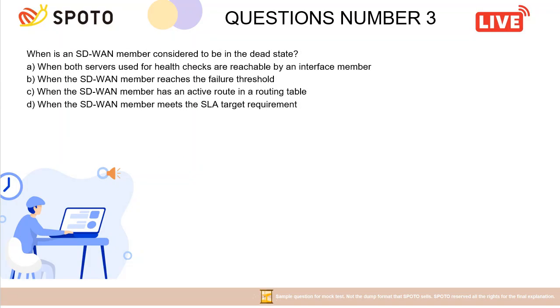Question 3. When is an SD-WAN member considered to be in the dead state? A. When both servers used for health checks are reachable by an interface member. B. When the SD-WAN member reaches the failure threshold. C. When the SD-WAN member has an active route in a routing table. D. When the SD-WAN member meets the SLA target requirement. You have 15 seconds to answer.